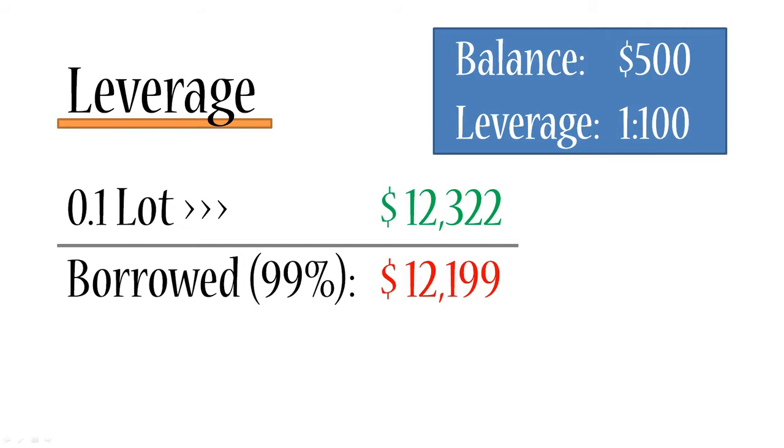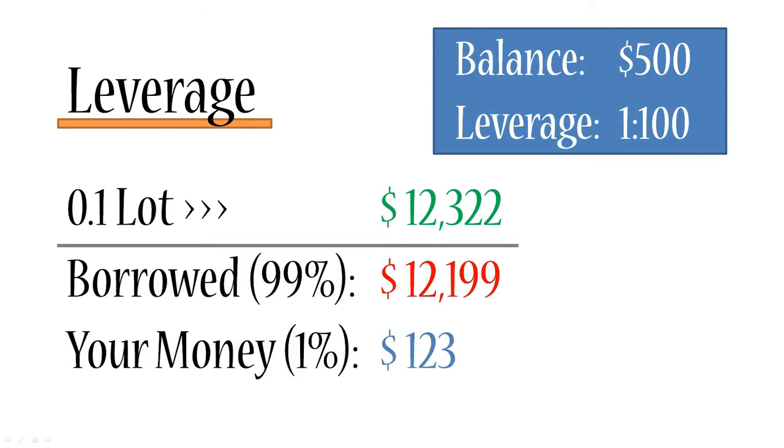So you're borrowing 99% of this required amount. All you have to invest is $123 of your own money. So that is 1% of the transaction, and that is much more affordable with your balance of $500. And in this case, you can now conduct this transaction and participate in the Forex market, either buying or selling the euro dollar. So that's how leverage works. But why would the broker do this? Why would the broker lend you money?